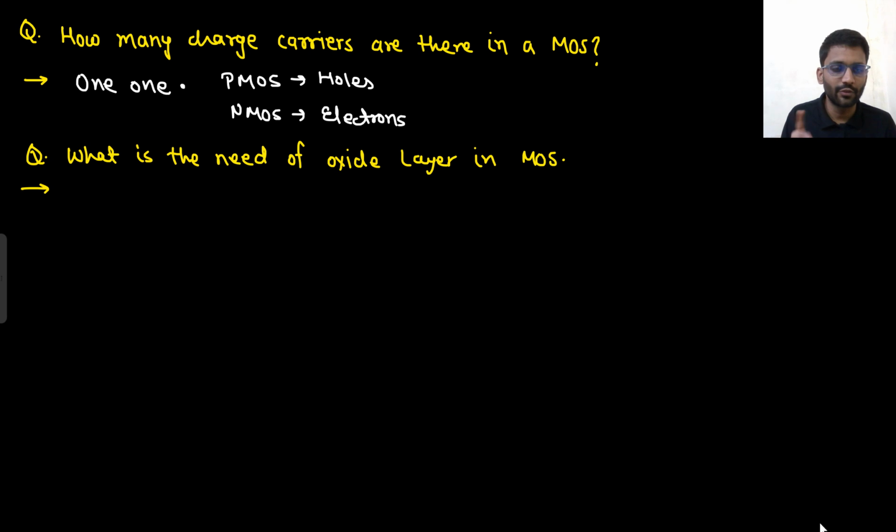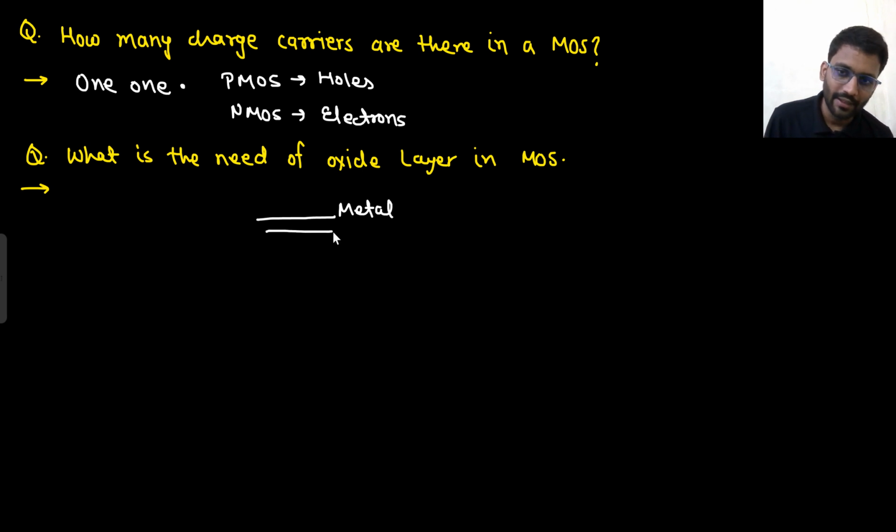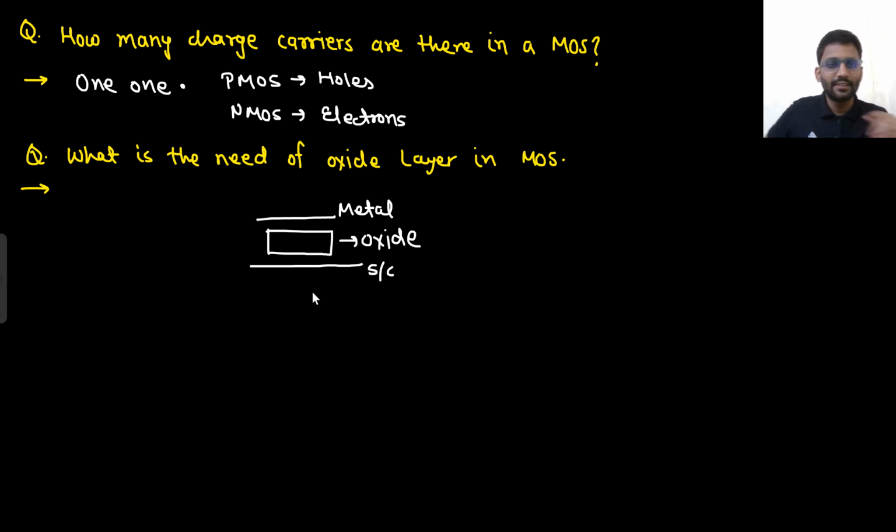So when we studied the MOSFET circuit, what did we study? Metal, oxide, semiconductor. So this was our MOS: metal, then oxide, and then there was this semiconductor, or channel, you can say. Here we will be forming the channel. So why is there this oxide layer? What is the use of that?